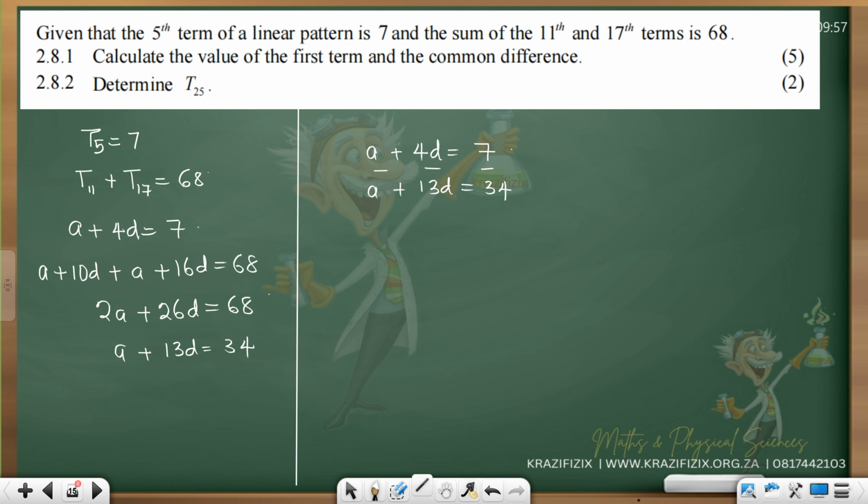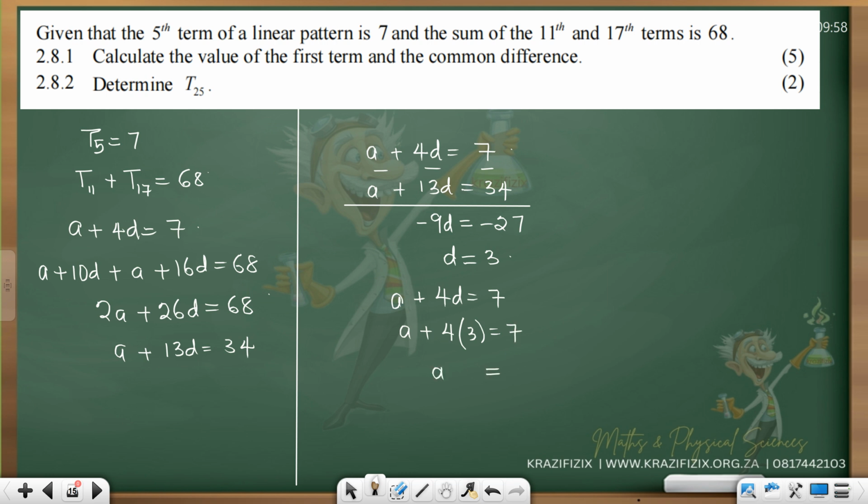We can throw in a minus across. A minus A would be 0. 4 minus 13 should be what? Negative 9D. And what would this be? 7 minus 34, that would be negative 27, which gives me my D as 3. Okay, and I can get my A from any of the equations. Our D is 3. So what is A? 7 minus 12, which is negative 5.